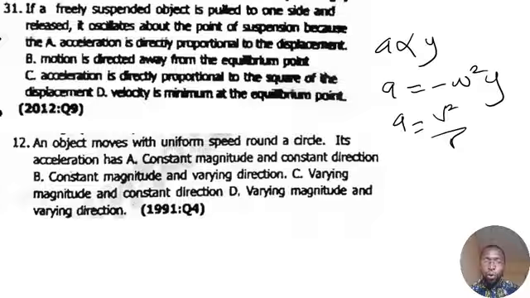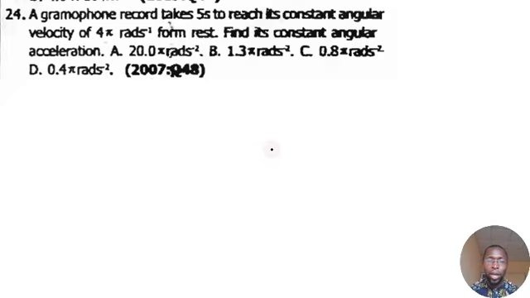All right. So let us see another question here again. It says a gramophone record takes 5 seconds to reach its constant angular velocity of 4 pi radian per second from rest. Find its constant angular acceleration. Please take note, it's from rest.